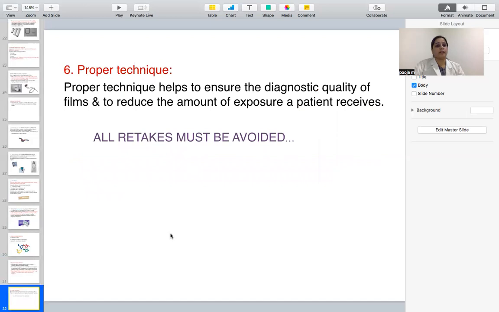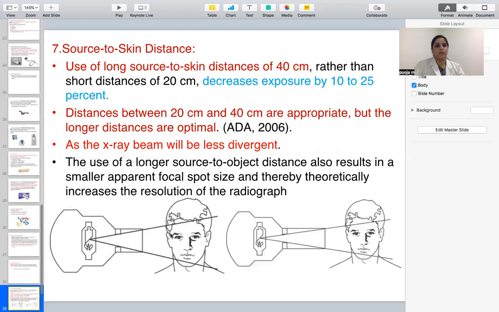Next is proper technique. Use of a proper technique gives us a radiograph of diagnostic quality, and it also reduces retakes. Retakes can be avoided when we follow a proper technique, so that ultimately patient exposure can be reduced. And last is source to skin distance. Use of a long source to skin distance is always advisable.